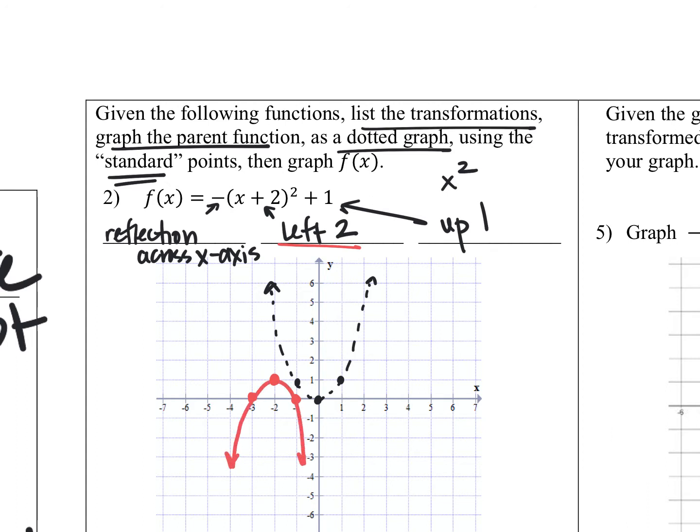Just don't do the reflection at the very end. It can only be done within this horizontal part. Like you don't want to move it up 1 and then reflect it. Because what I see some people kind of end up doing is they would have the vertex in the wrong spot.